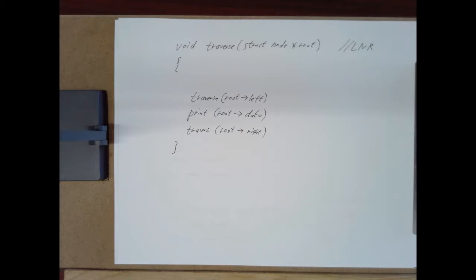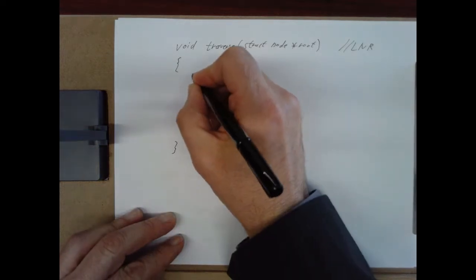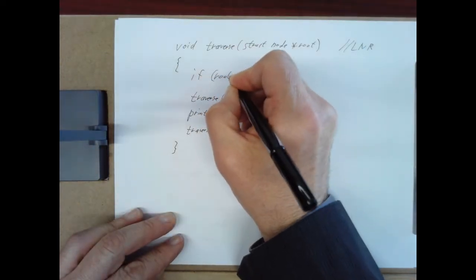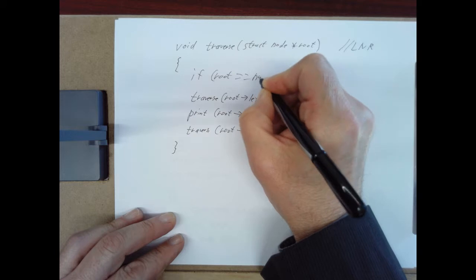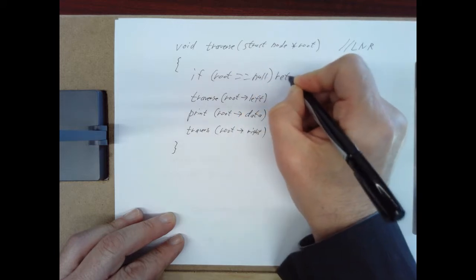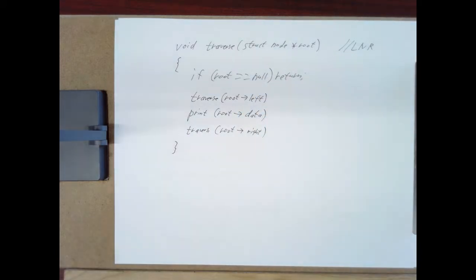So we need a base case here. We need a way to get out of this rabbit hole that we keep going down. So what's the base case here? If root equals null, return. And with that, this should work perfectly.